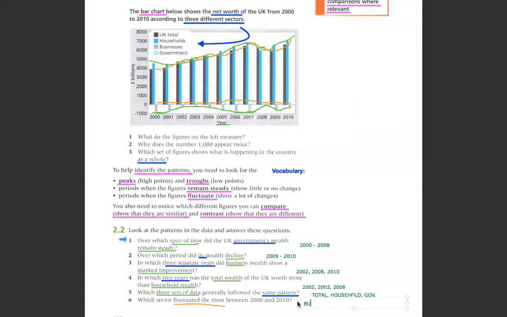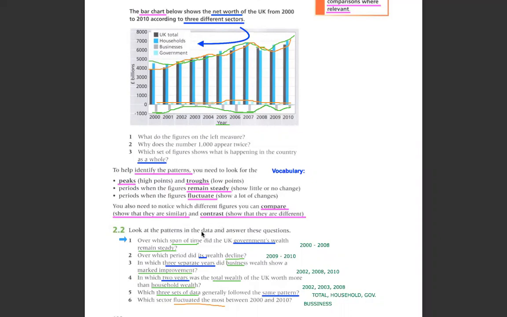And the answer is business. So we can see this by looking at the line, right? This has a lot of fluctuation. The line goes up and down quite a lot. Where for the others, it increases, it has a slight decrease and then goes up again. Okay, so it remains steady for a while, dips and goes up. Whereas business has a lot of changes. There's a lot of up and down.